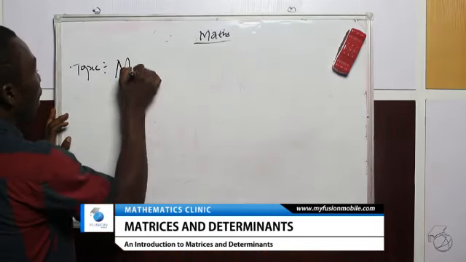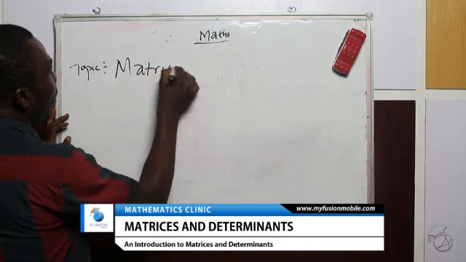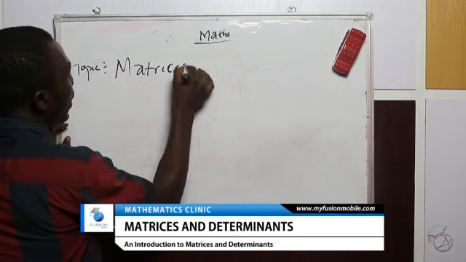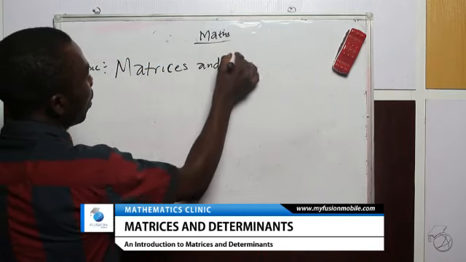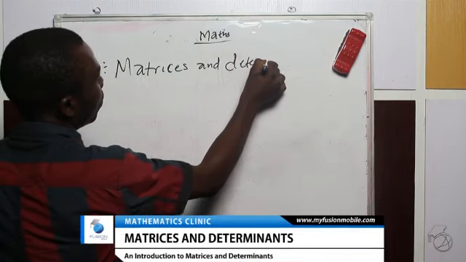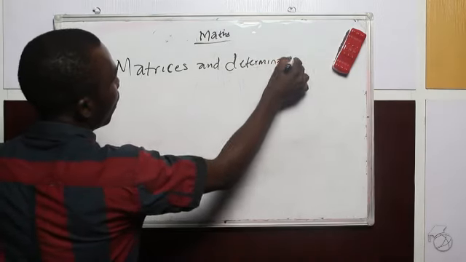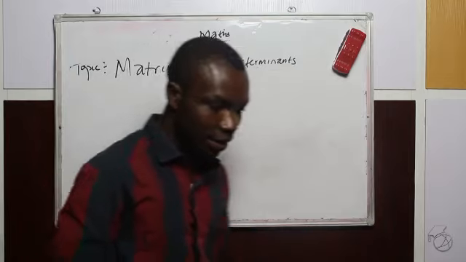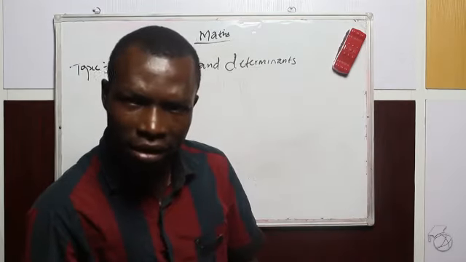Matrix and determinant. What is a matrix?